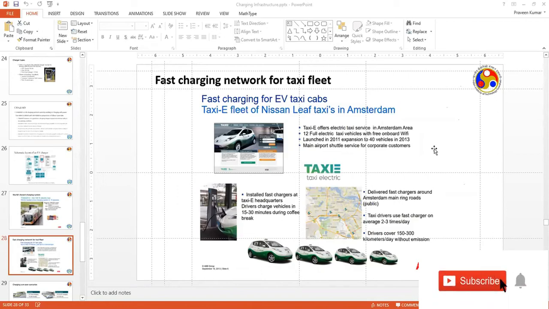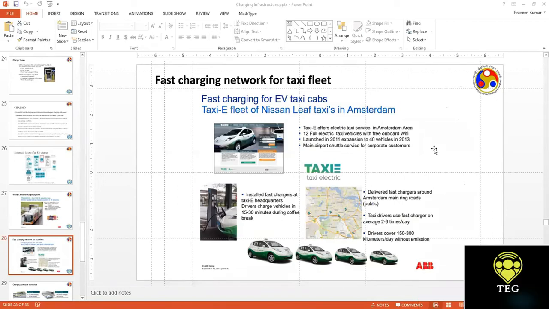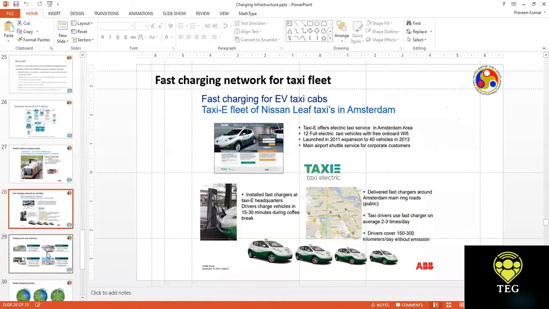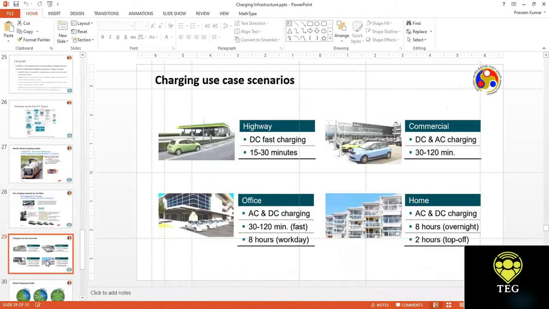So these are fast DC chargers customized for the fleet of Nissan Leaf. So that is the idea of this kind of a charger. Apart from that, there are other scenarios that people are working on.